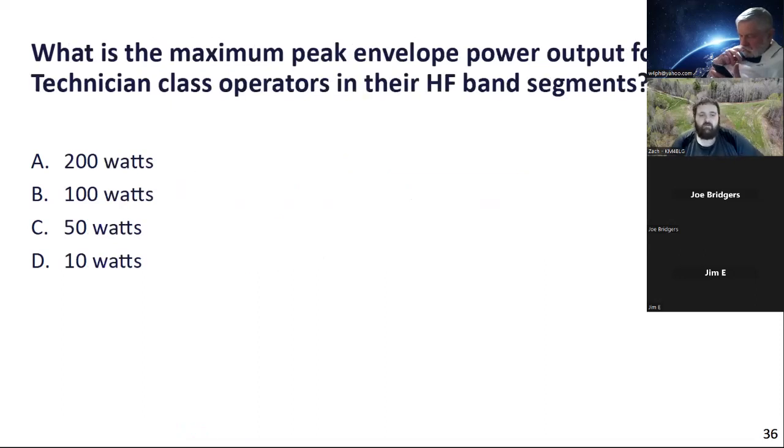What is the maximum peak envelope power, that PEP we talked about earlier, output for technician class operators in their HF band segments? Anybody? Answer is A, 200 watts. So once you go up to general, you'll have 1500 watts. But as long as you're a technician on those limited sections of HF, you only have 200 watts to work with.